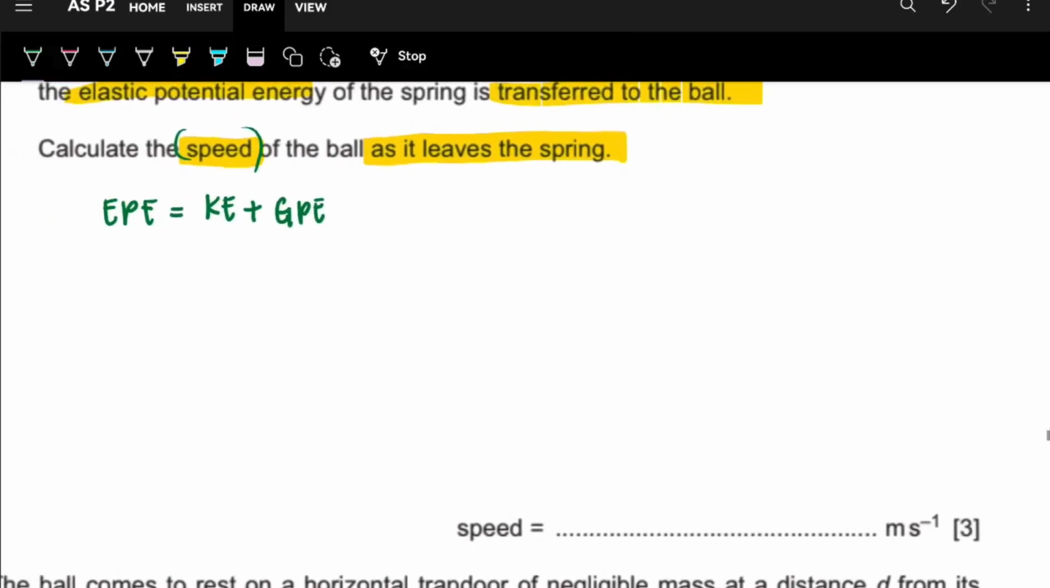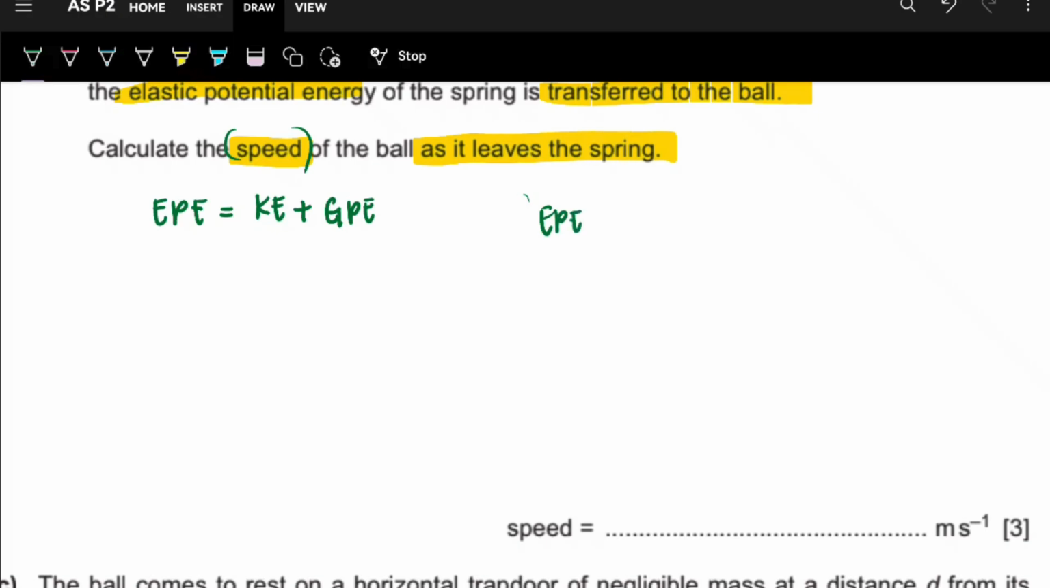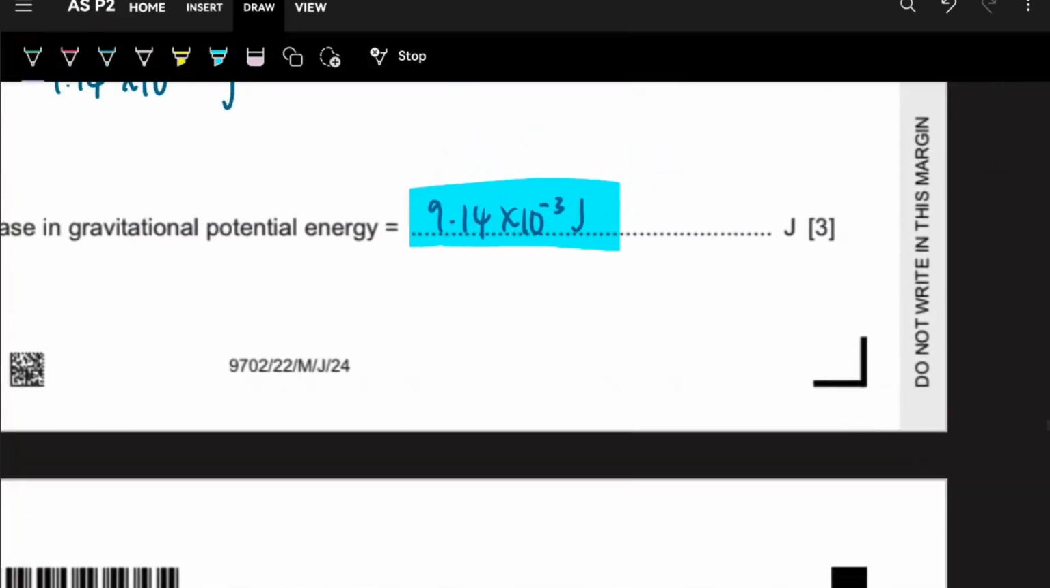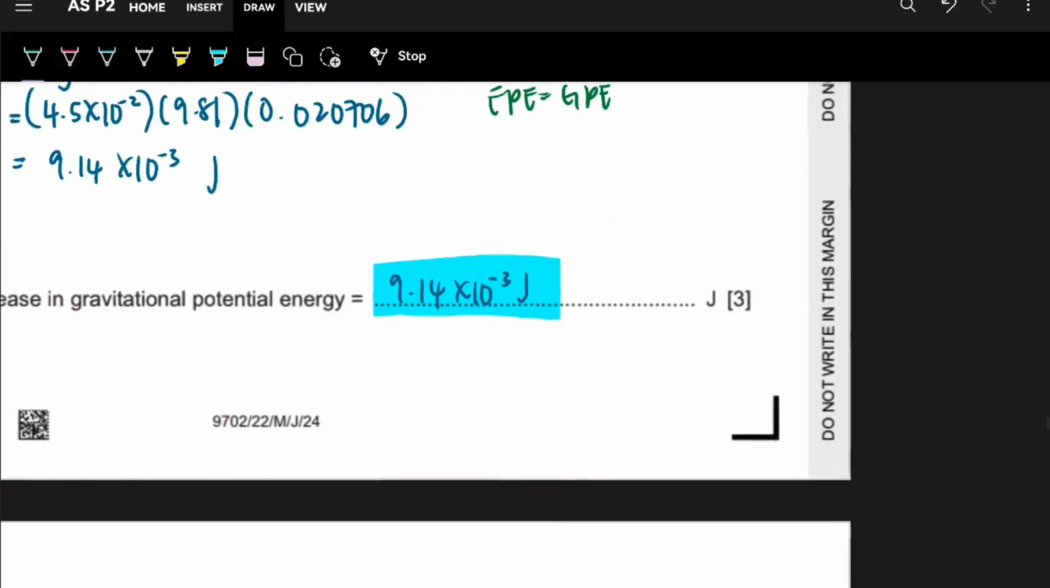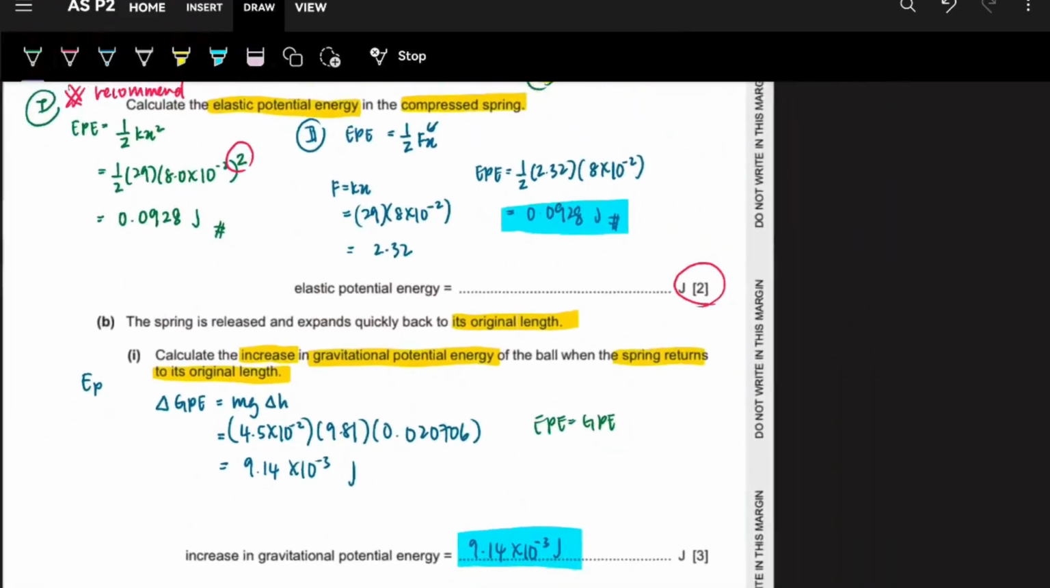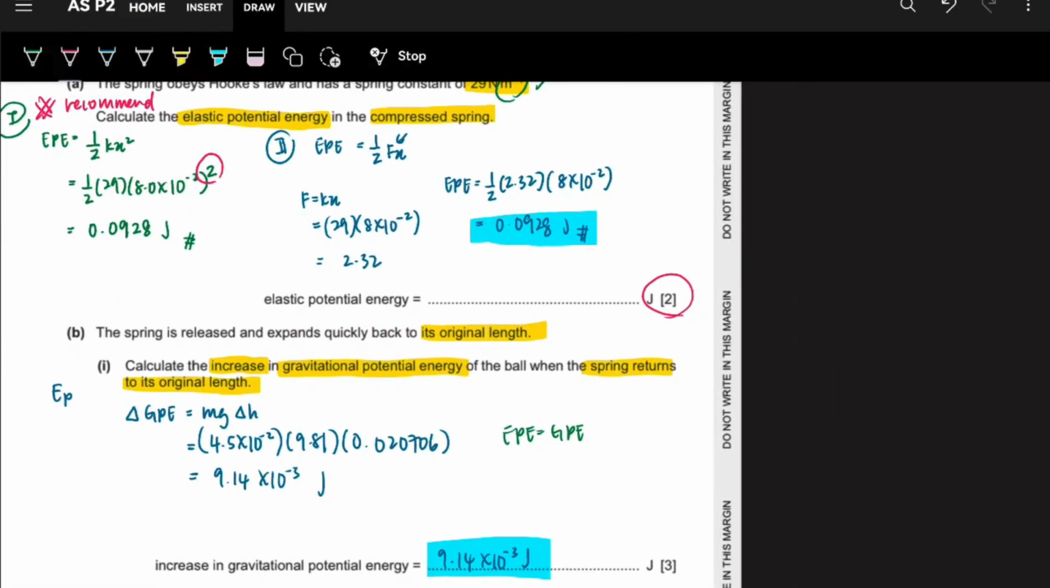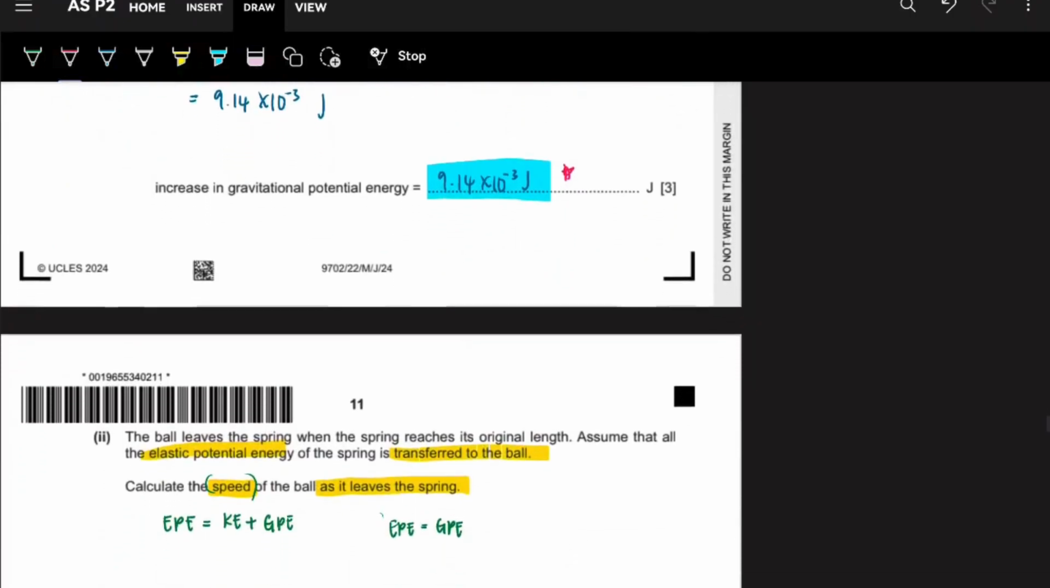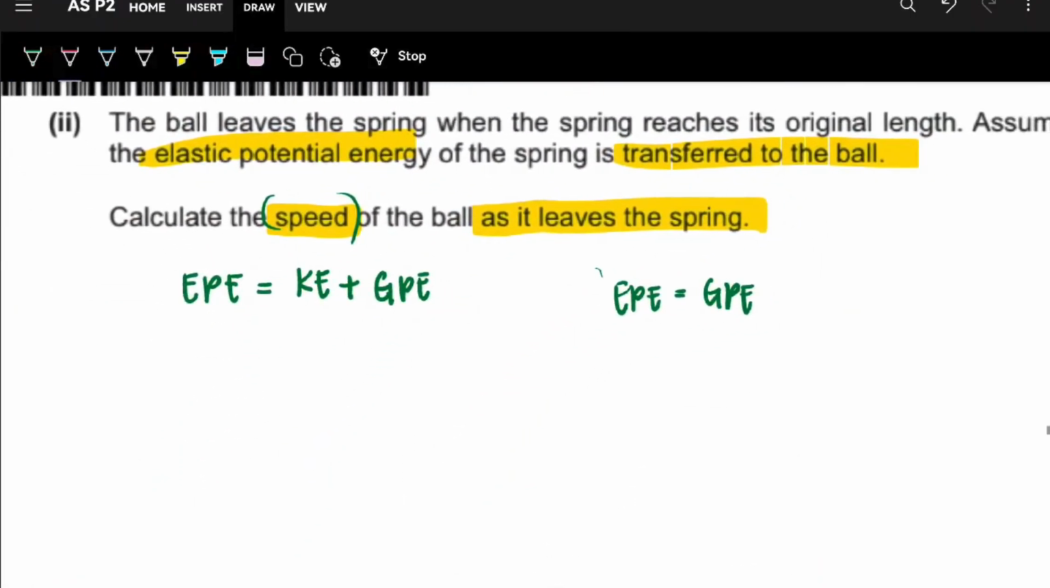If you say that elastic potential energy is just equal to gravitational potential energy, you are actually wrong. Why? Because if elastic potential energy is equal to gravitational potential energy, ideally your answers in A and B are supposed to be the same. But they are totally different. They are not the same. That means there is an extra energy in it. And that energy can either be kinetic energy, or you might even have work done against friction as it moves up the ramp.